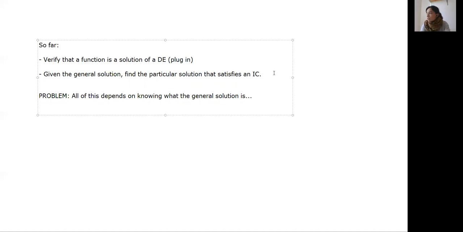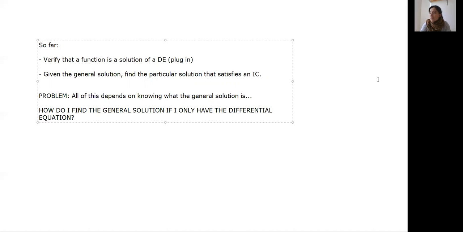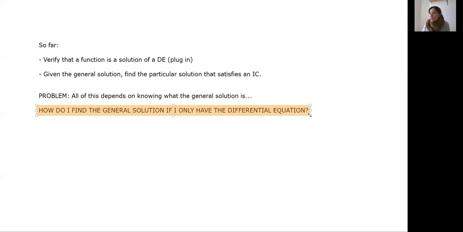And so the main question that I'm going to have over here is, okay, well then how do I find the general solution if I only have the differential equation? Because if I only have the differential equation, which is the case for all of the problems that we modeled last class, then we don't really know what the solution is. That's the whole point. We're trying to find what the solution is. So the question I'm trying to answer is, if you give me a differential equation, is it possible for me to find the solution based only on the differential equation that I have? How do I solve that differential equation?